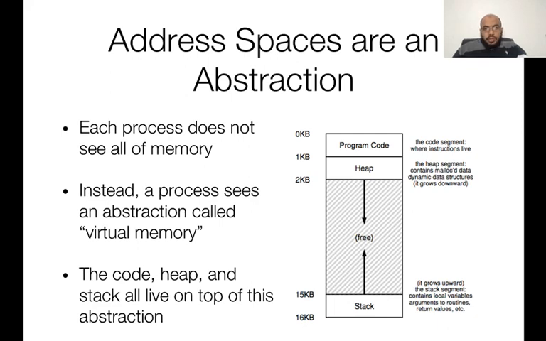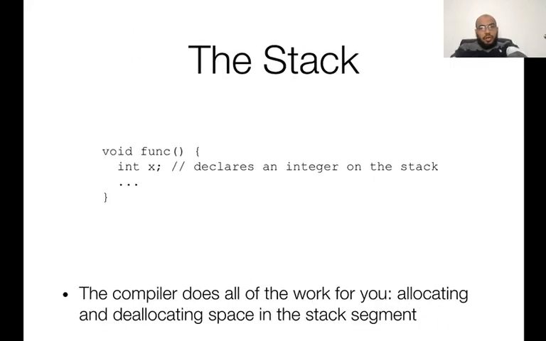So let us look at an example of how memory is allocated in real life. This is a function that has an int x definition, which declares an integer. When you declare a variable, these variables are basically stored in the stack. You really do not need to worry about how they are stored, because the compiler takes care of this for you. The compiler allocates and deallocates space in the stack segment when you declare a variable.